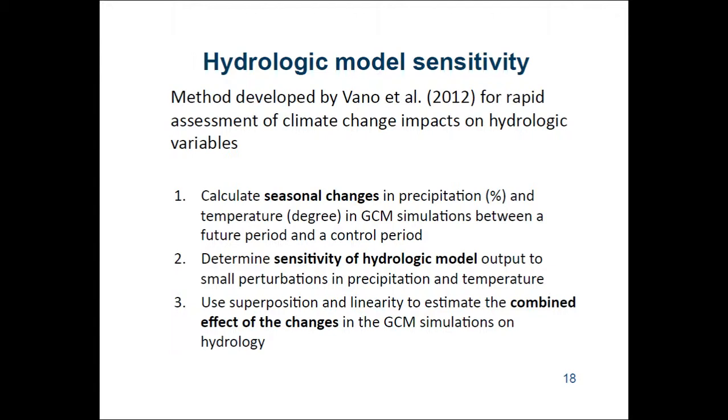And then you take your calibrated hydrologic model and you perturb your historic forcings by just a little bit. And you see what the change in streamflow is. What's your response, your sensitivity of your hydrologic model to those changes in precipitation and temperature. And then you take that sensitivity and you bring back in those GCM changes that you calculated before. And using these assumptions of superposition and linearity, you just combine those two values, and all of a sudden you have the combined effect of those changes on the hydrology of the system.